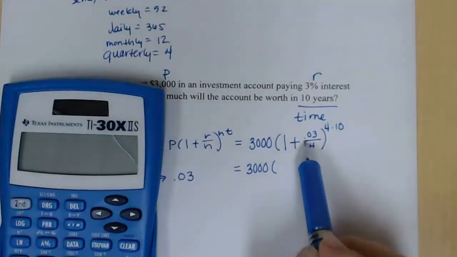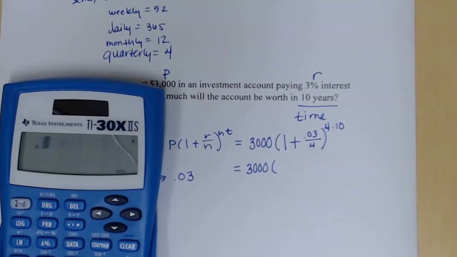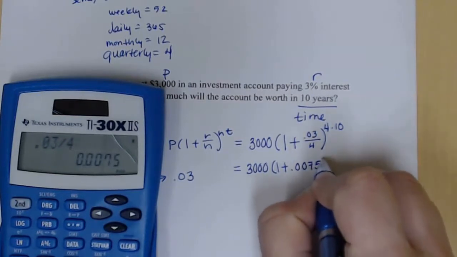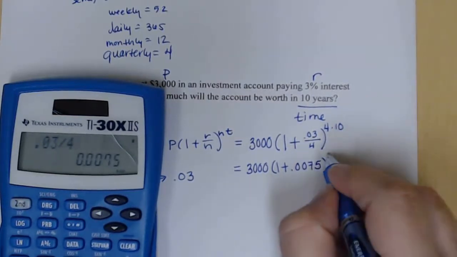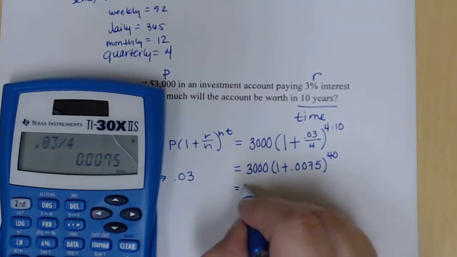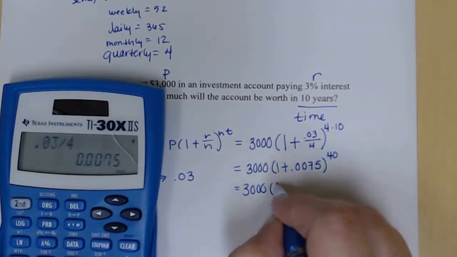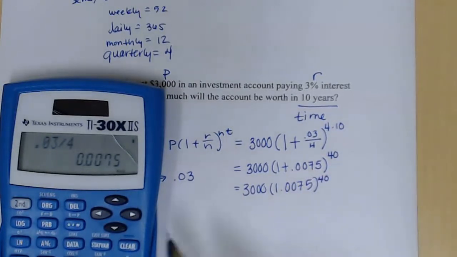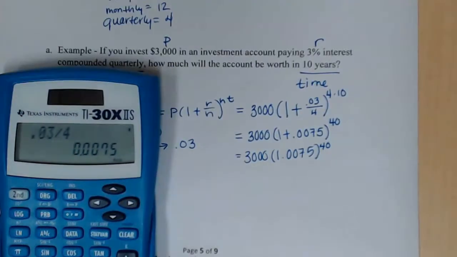So first I'm going to go ahead and figure out this 0.03. So 0.03 divided by 4. And so that gives me 1 plus 0.0075. And then 4 times 10 is 40. So I'm going to do as much calculations as I can before I just run to my calculator. It's going to be in your calculator that you have arrows.